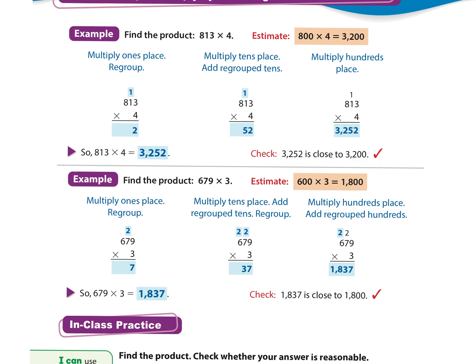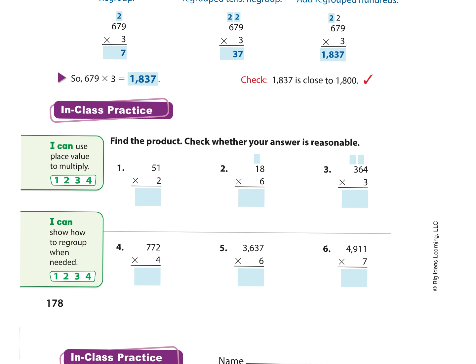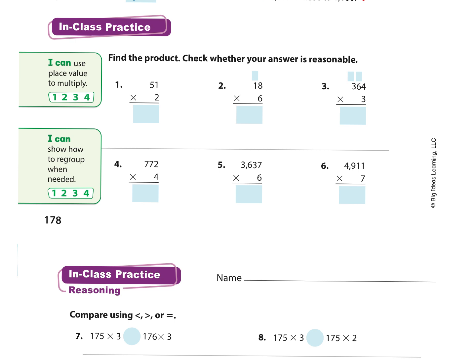Cool, easy peasy. Let's try 1 through, let's do the odds, 1, 3, and 5. So with your tables, I want you to do 1, 3, and 5. Try them on your own, and then check with each other and see how you guys did. Okay, we're going to check over it.